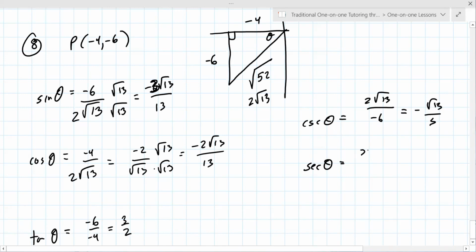flip of this. So 2 square root 13 over -4. So it's negative square root 13 over 2. And cotangent theta is the reciprocal of this last one, 2/3. That's kind of your test question.